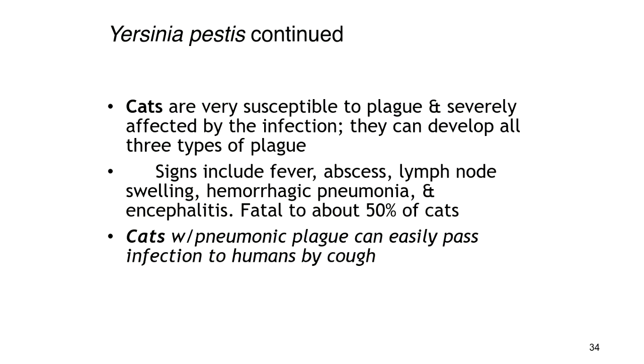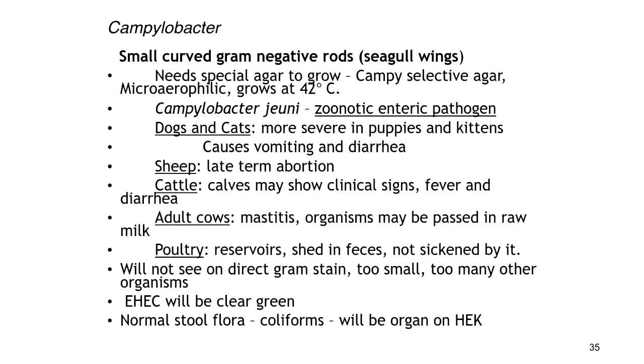So cats come in contact with it because they're out hunting around the rodent burrows, and they come in contact with fleas. As they catch their rodents or find a dead rodent, the flea bites the cat, and the cat ends up with Yersinia pestis. And again, a pneumonic plague in a cat can easily pass to a human by the cough. So it is a zoonotic concern.